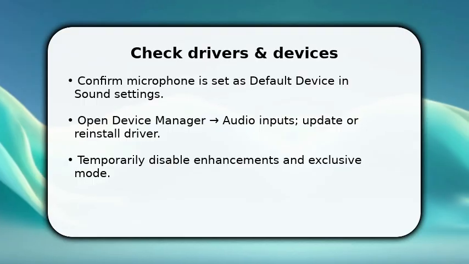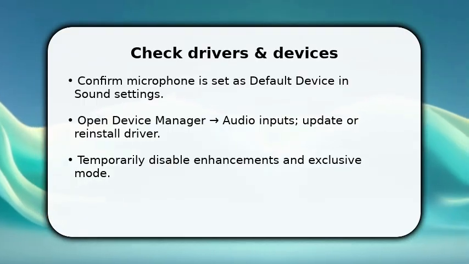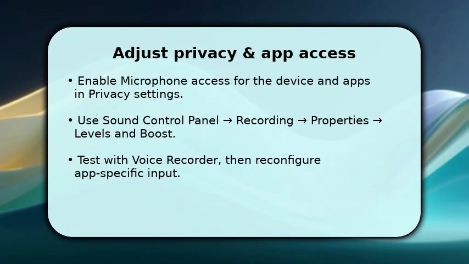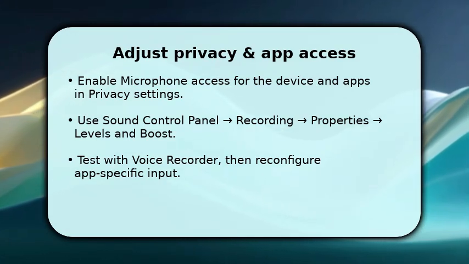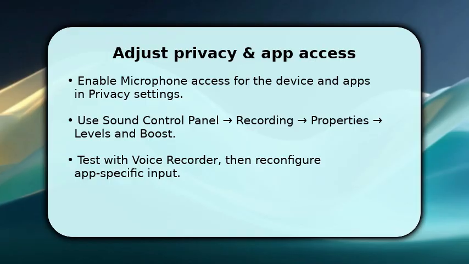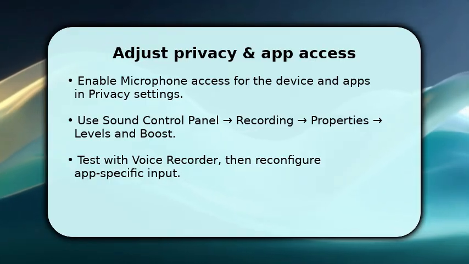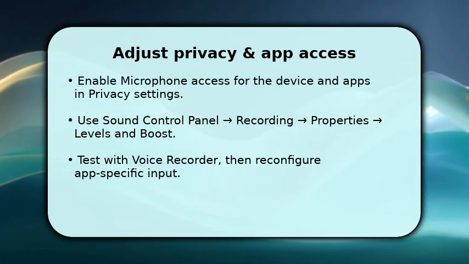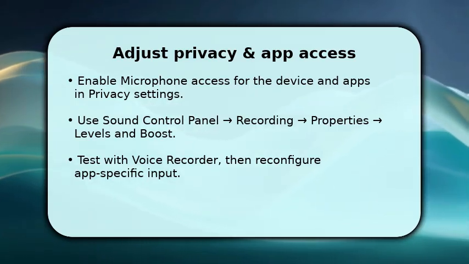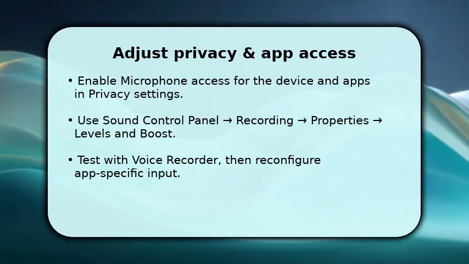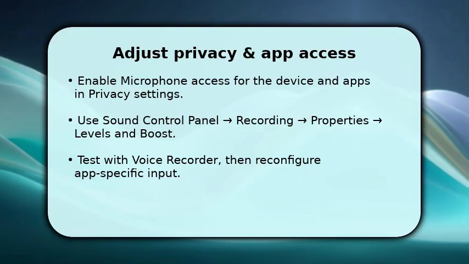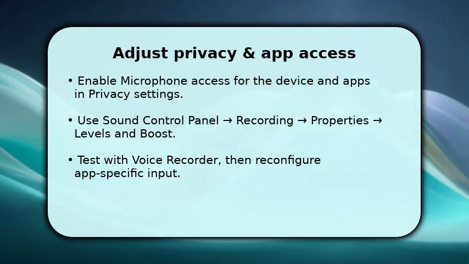Once done, go to the mic properties and disable enhancements and exclusive mode to prevent apps from blocking audio stream. Next, make sure Windows and the specific app are allowed to use your microphone. In Privacy > Microphone, turn on Allow access for the device and allow apps to access your microphone. This prevents silent denials. Then return to Sound Control Panel, select Recording, open Properties, set sensible levels and mic boost so the input isn't muted or clipped.